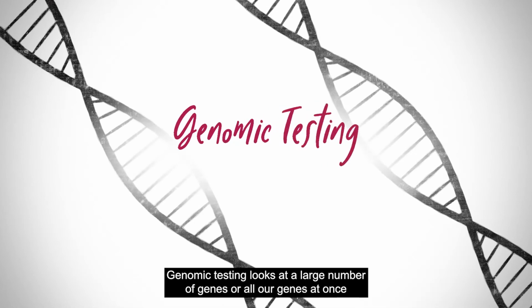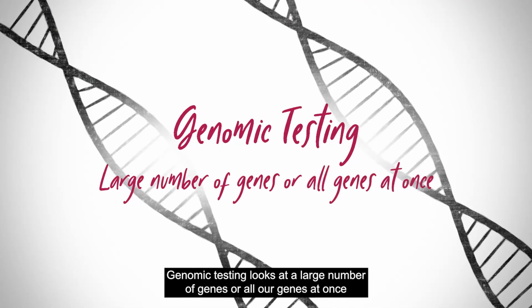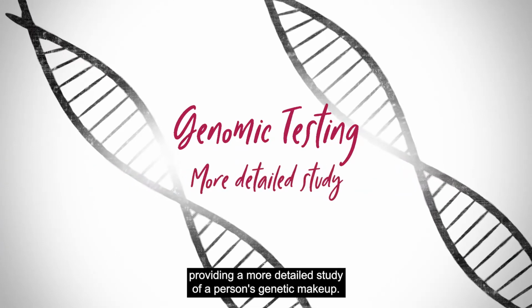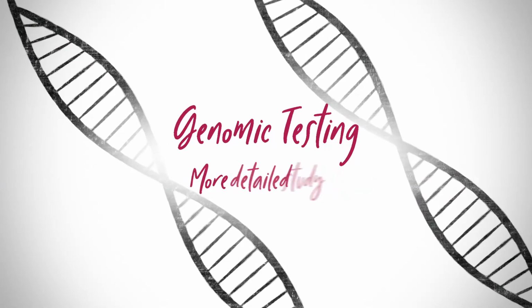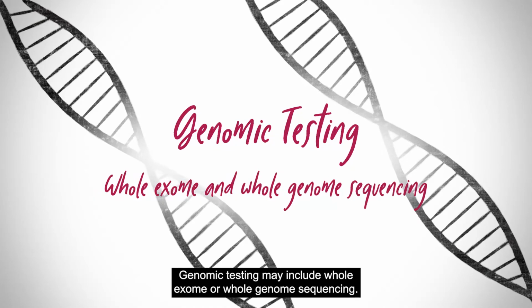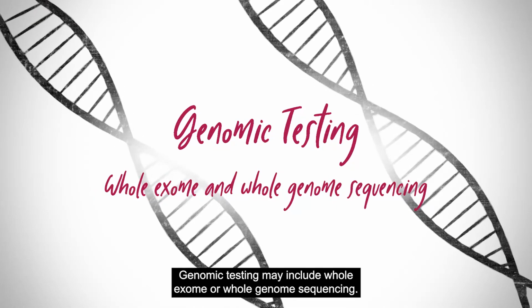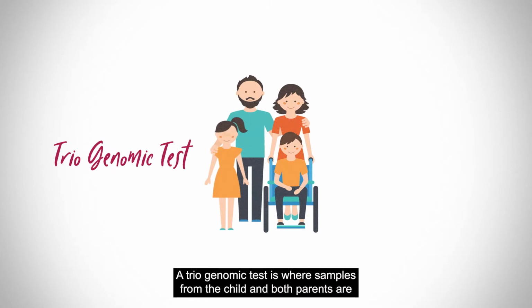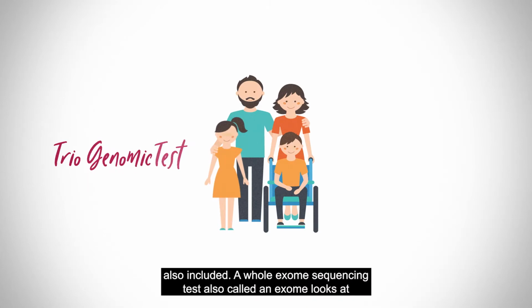Genomic testing looks at a large number of genes or all our genes at once, providing a more detailed study of a person's genetic makeup. Genomic testing may include whole exome or whole genome sequencing. A trio genomic test is where samples from the child and both parents are also included.